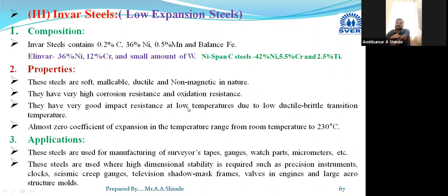Its composition is up to 0.2% carbon, 36% nickel, and a small amount of manganese. In Elinvar, some 12% chromium is extra added with a small amount of tungsten. It's soft, malleable, ductile, but due to addition of chromium and other alloying elements, it provides very good corrosion and oxidation resistance, along with very good impact resistance also. The most important property of Invar steel is zero coefficient of expansion within the temperature range from room temperature to 230 degrees Celsius.